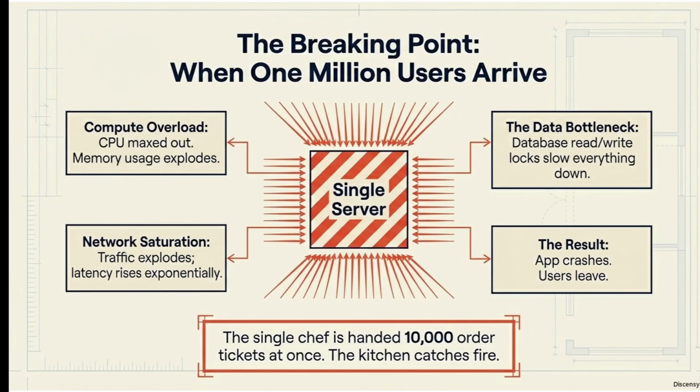These are the major issues faced while traffic is increasing to the website or application. The first one is compute overload: CPU maxed out, memory usage explodes. Compute overload means the computation is overwhelmed or unbalanced. The second factor is network saturation: traffic explodes, latency rises exponentially.